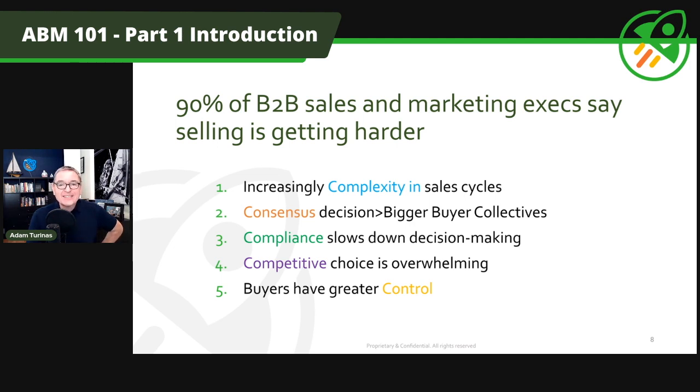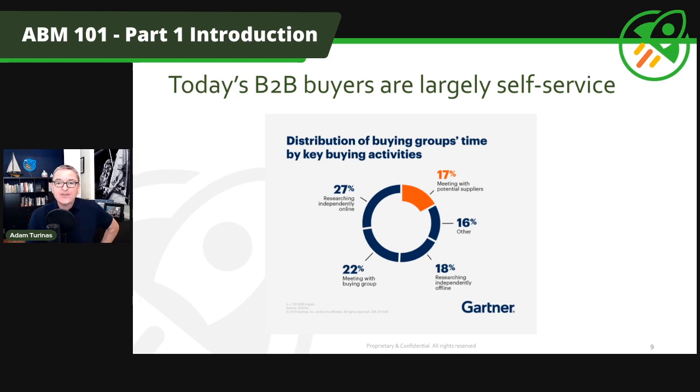The last issue, and the last C, is the one I probably want to spend the most time on, and that is that the buyers have greater control. And the reason is that the internet makes it so much easier for them to manage the process and gather information on their own. So this is a piece of research done by Gartner.